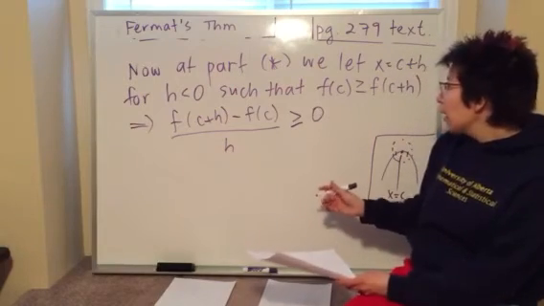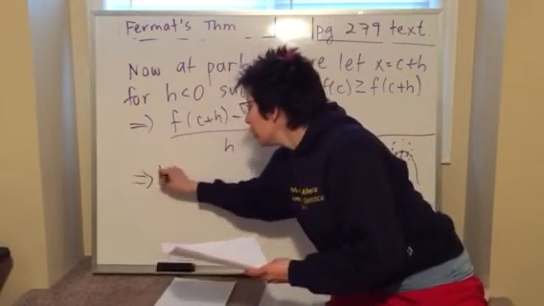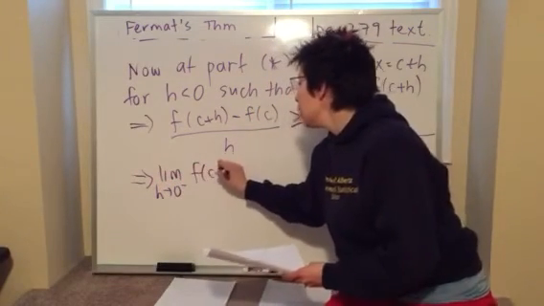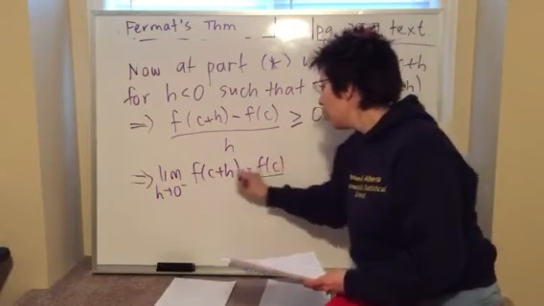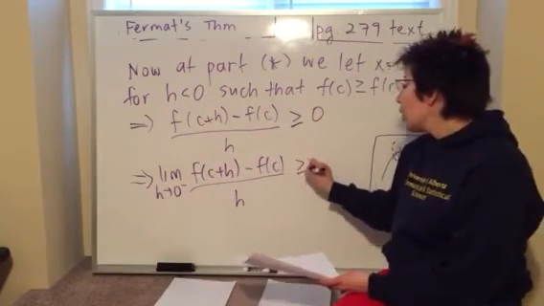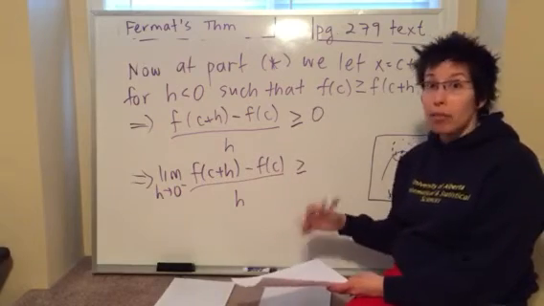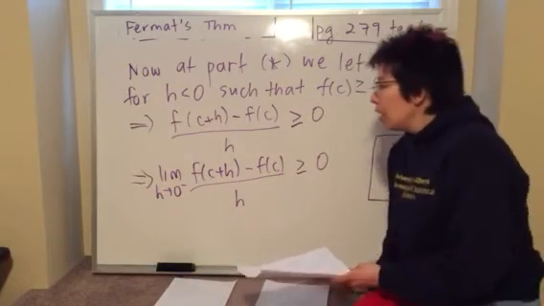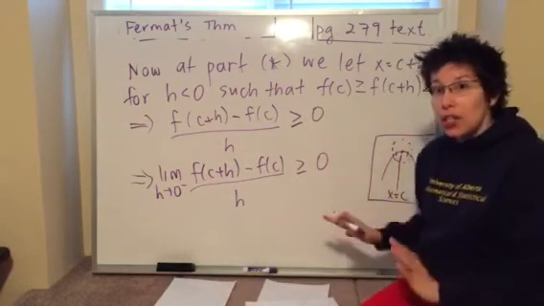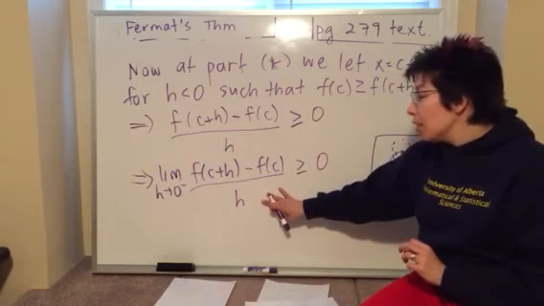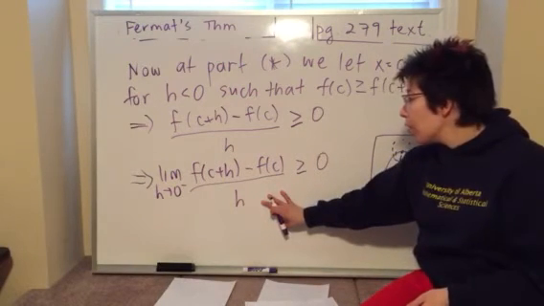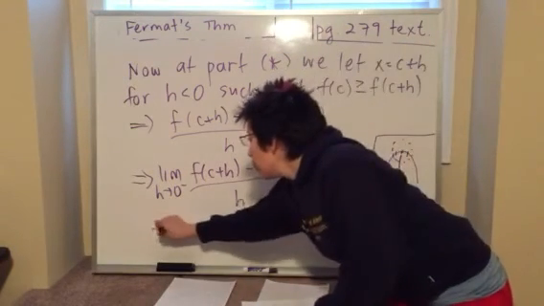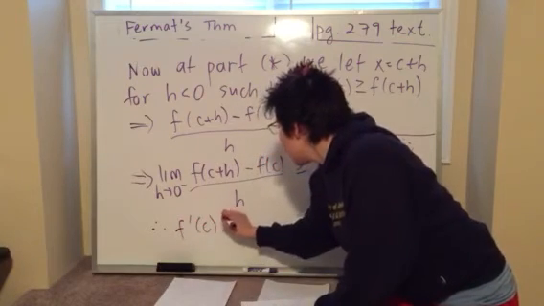So then we would get that the limit as h approaches 0 from the left of f at c plus h minus f at c all over h is greater than or equal to the limit as h approaches 0 from the left, because h is negative, of 0, and that's 0. And by the exact same logic as before, this is actually the left-hand derivative for f at c. So therefore, f prime at c is greater than or equal to 0.